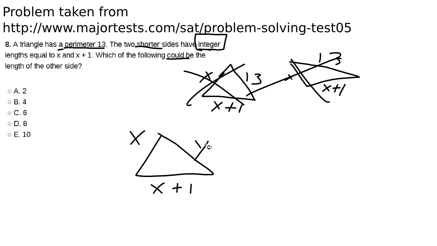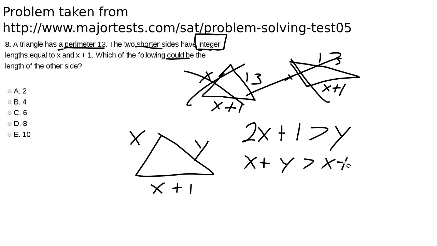Well, I know that any two sides, I know that 2x plus 1 is larger than y. I also know that x plus y is greater than x plus 1, because any two, this plus this, has to be larger than this. Larger or smaller? Larger. Yeah.